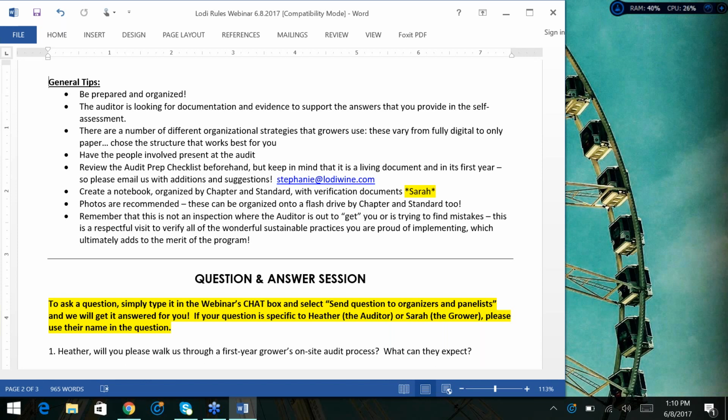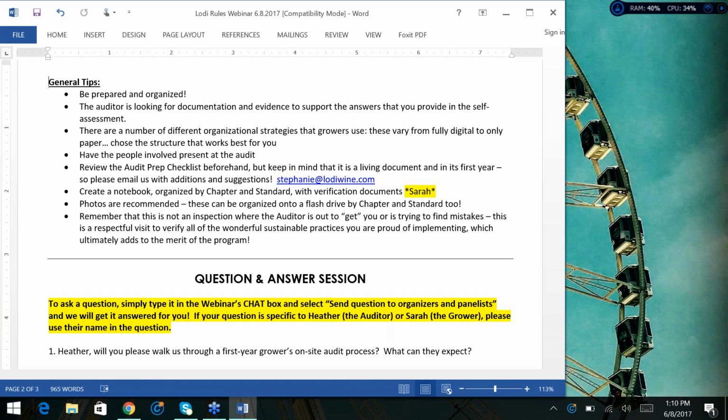If there's something that might be just slightly off, we will be happy to give you an answer instead and say, okay, next year when you fill out the self-assessment, answer it this way instead. So we really are there to work with you. There's a number of different organizational strategies that growers use. These vary from a fully digital organizational strategy to only on paper. So please choose the structure that works best for you.